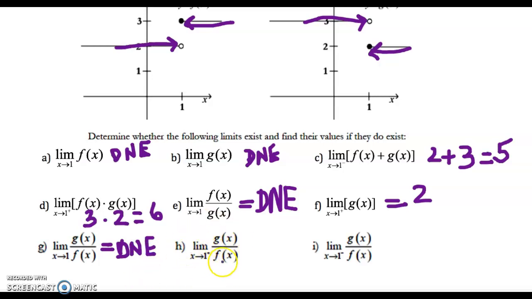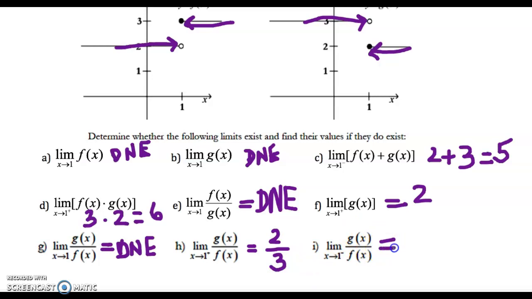This one we might be able to find, though. It says the limit as x approaches 1 from the positive side. So let's look as x approaches 1 from the positive side of g of x. That was equal to 2, divided by the limit as x approaches 1 from the positive side of f of x, that was equal to 3. So that limit is equal to 2/3.